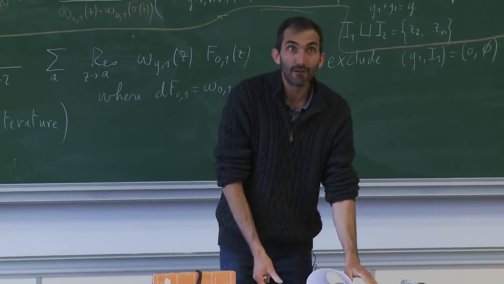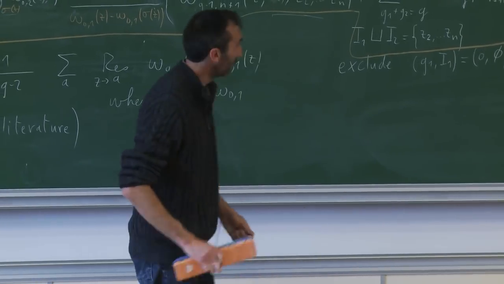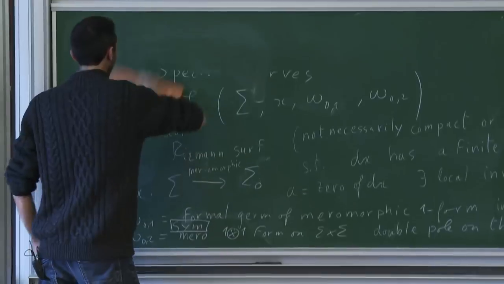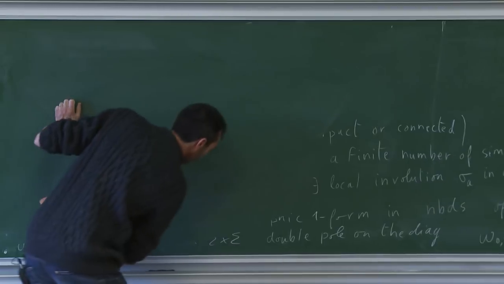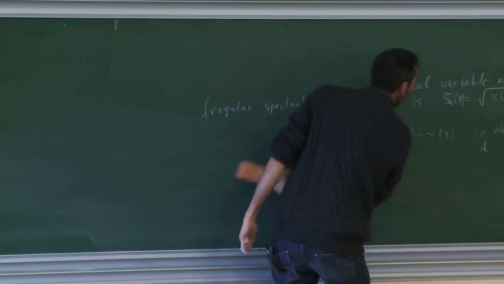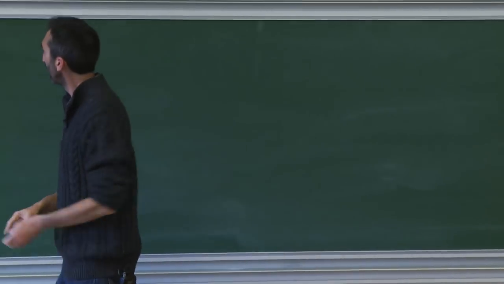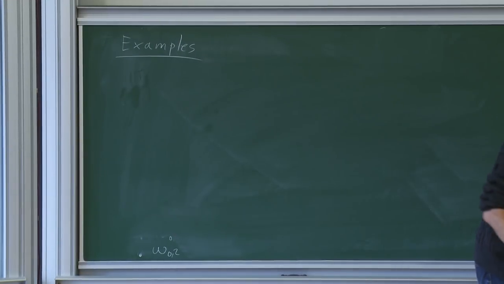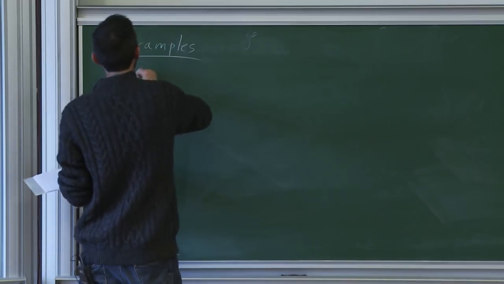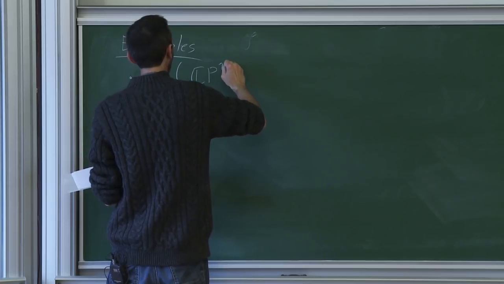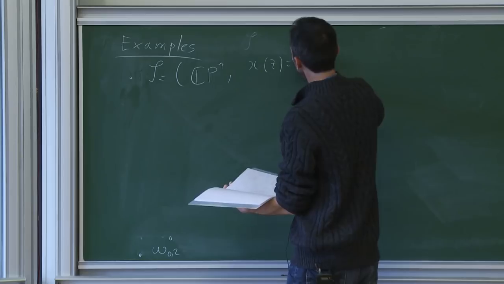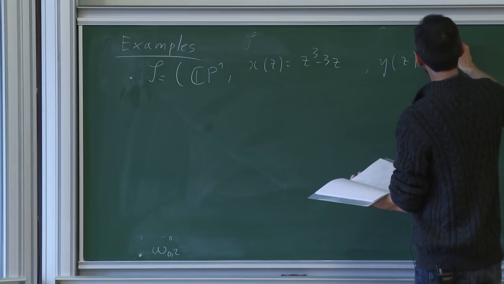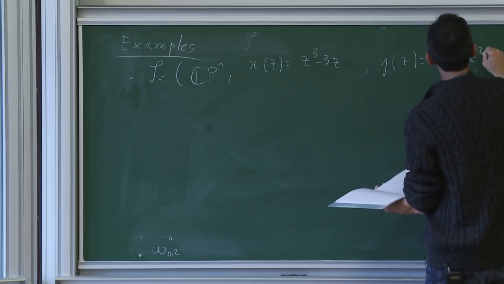Okay, so let me just finish by showing a few small examples of spectral curves. So an interesting example is the following. Take S equals CP1, x of z equals the map z cubed minus 3z, and y of z equals z to the 4 minus 4z squared plus 2.